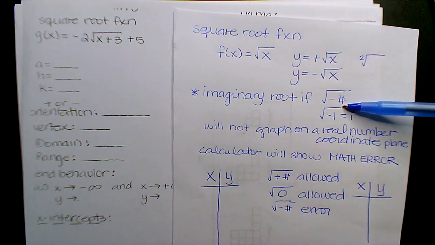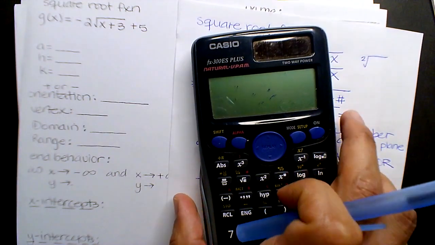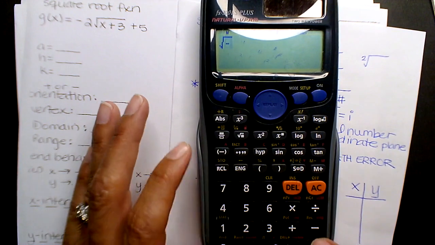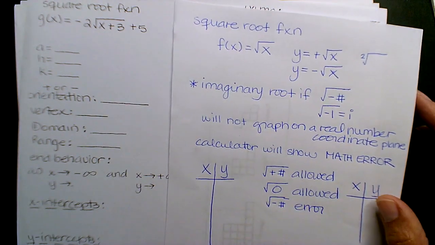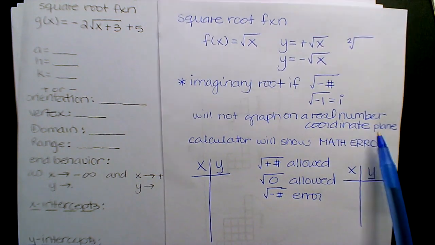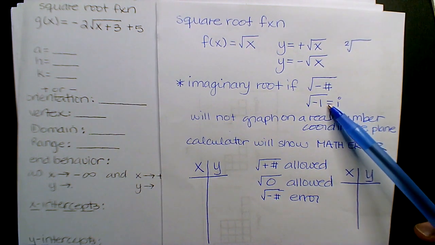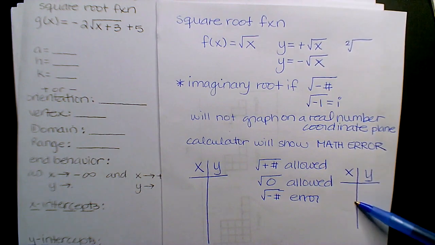All right, imaginary numbers, an imaginary root. You cannot graph that on Desmos, and that's why even on here, you're going to get a math error. Like if I take the square root of -3, I get syntax error, math error, okay? So that means that it will not graph on a real number coordinate plane, a real system. So you're going to get kicked out. Okay, so if you understand that, we'll do the table on the right.